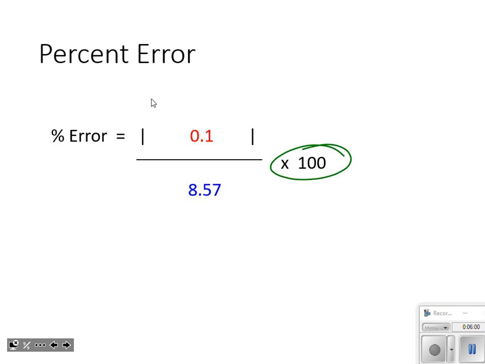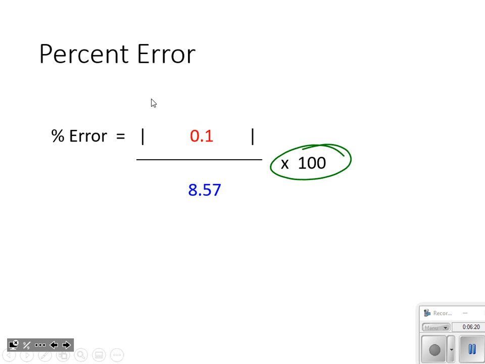So my 0.1, then I am going to divide by my theoretical value once again, multiplied by 100. Remember that this 100 is an exact number, so I do not use exact numbers. We talked about exact numbers yesterday, didn't we? Okay. I don't use an exact number because there's no uncertainty in it. There's no estimated value. I know I'm multiplying by 100.